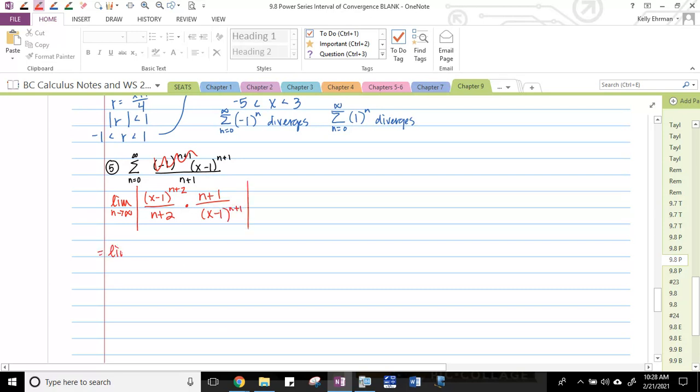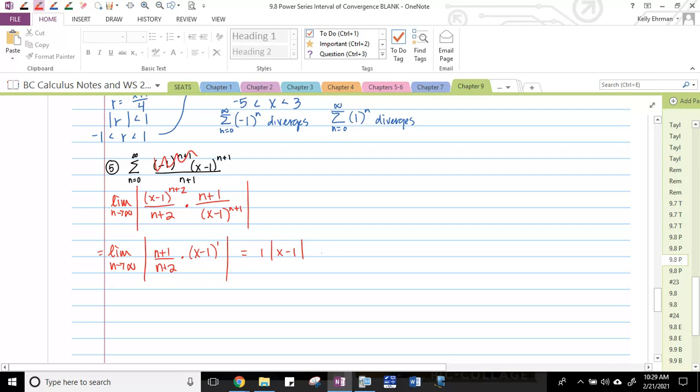Simplify. So let's see. I can't do any canceling with the m plus 1 over m plus 2. With the x's, I've got x minus 1 to the first power, right? And when I take that limit, I get 1 times the absolute value of x minus 1. Now, is 1 times the absolute value of x minus 1 guaranteed to be less than 1? No, it's not. It's not 0, right?